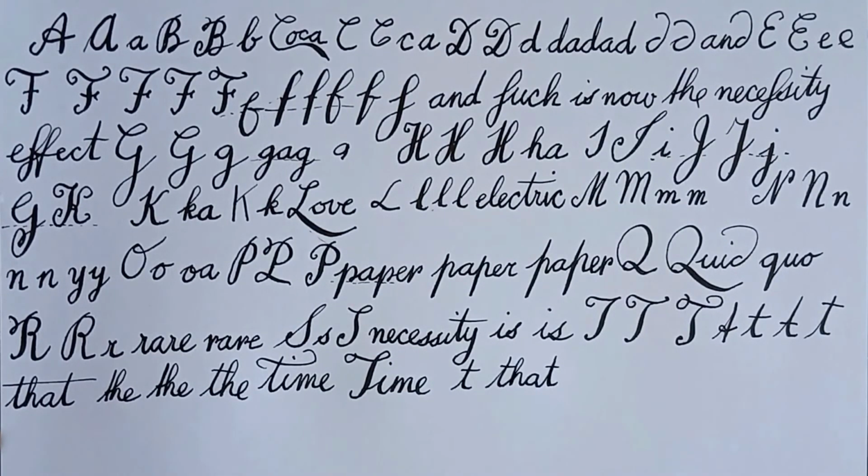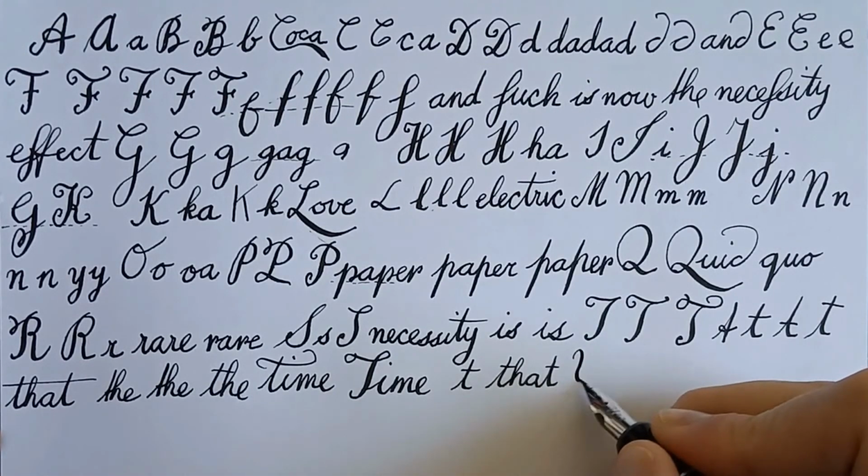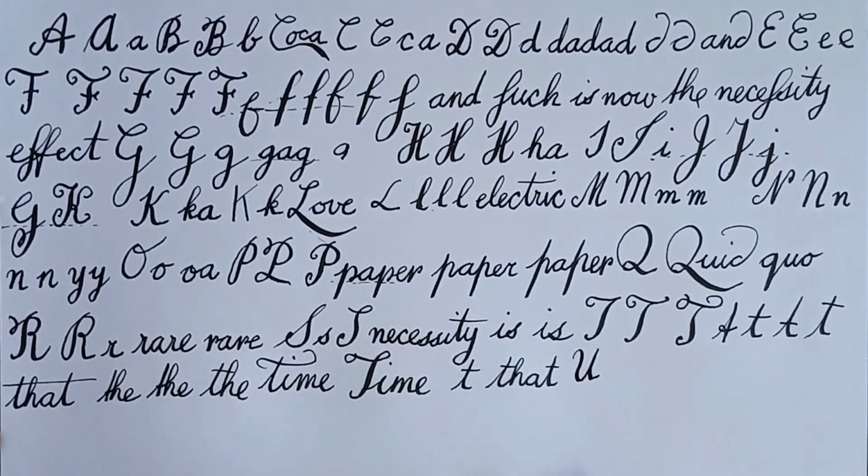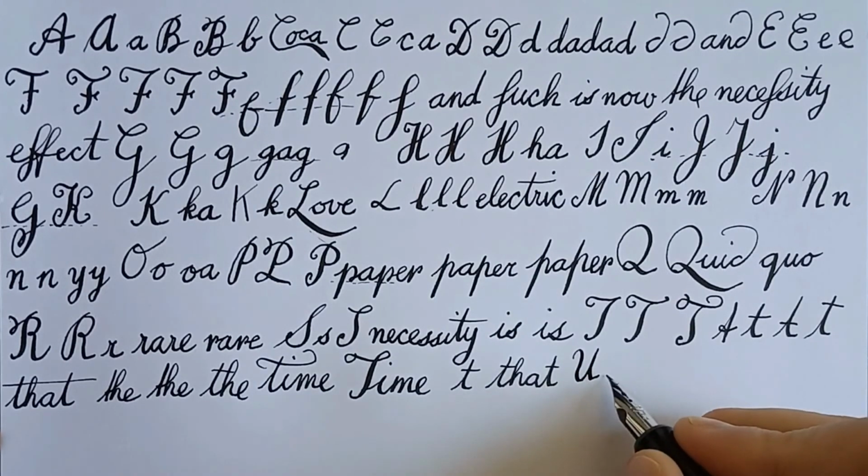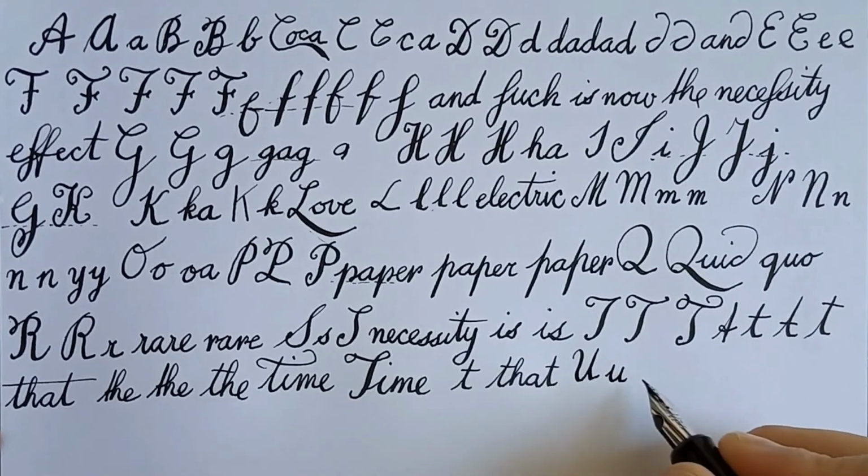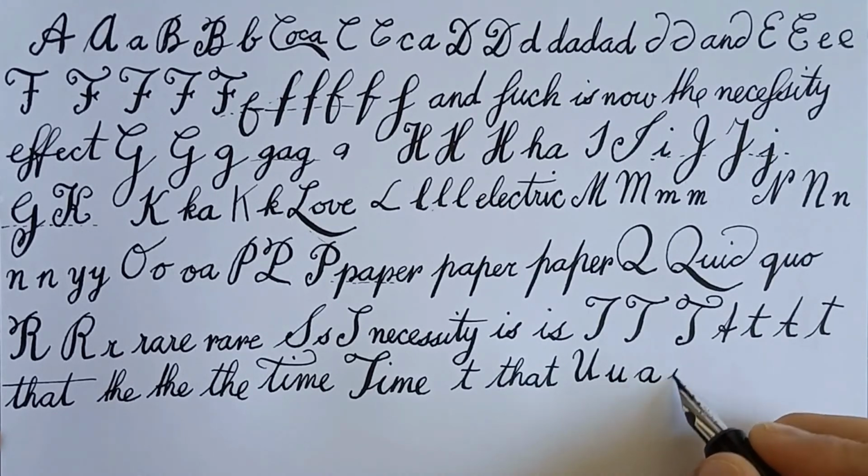Okay, let's get to the next letter of the alphabet. U. My capital U is like this. Nothing fancy, but I'm happy with it. The small u is very similar. So it looks like the small a, except obviously here you stay straight, you don't go over like this.